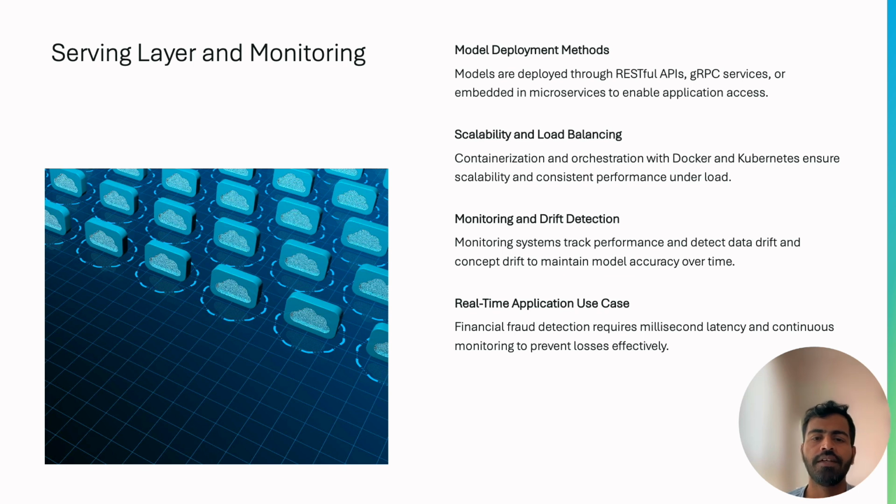Now, serving layer and monitoring. The serving layer is responsible for making trained models accessible to applications and end users. This is where predictions happen. For example, API based predictions, batch based predictions, streaming based predictions. So predictions must be monitored. Performance can degrade, data can drift. So the key line is: ML systems must learn from the real world.